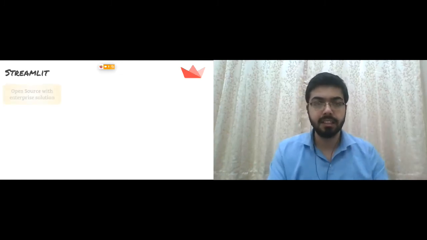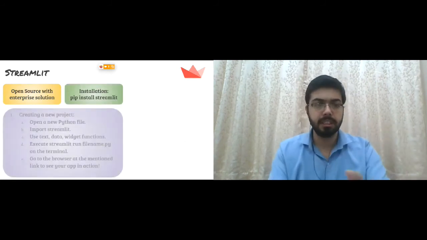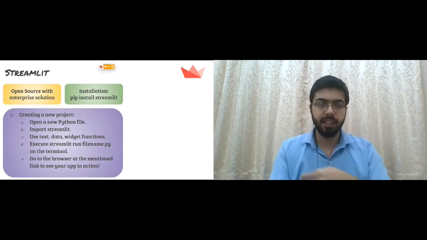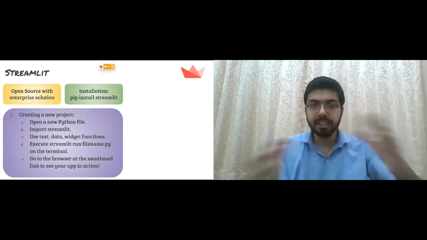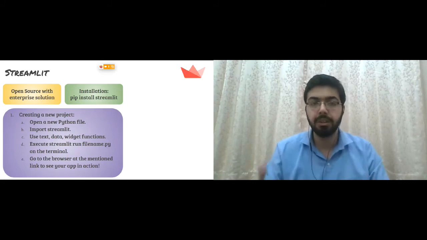Streamlit, this is one very new framework that has come up, I think, within a year and a half. This is also open source with an enterprise solution. Pip install Streamlit. The way to do this is to create a new project. This is a very simple framework. If you compare all the other frameworks, this is very simple, and very quickly you can get up to speed.